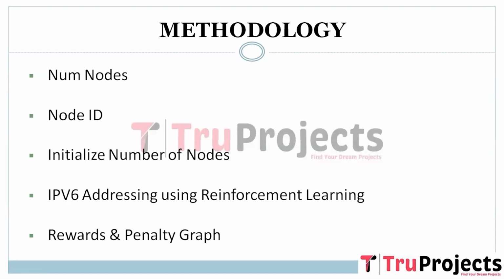ID as integer value. The fourth module is IPv6 addressing using reinforcement learning. This module runs reinforcement algorithm to set up environment and then asks agent to generate new IPv6 address, and if address is assigned successfully, then agent action will be rewarded, else penalty will be applied. The process continues till all nodes get IPv6 addresses. The last module is rewards and penalty graph. Using this module, we will plot graph of rewards and penalties.